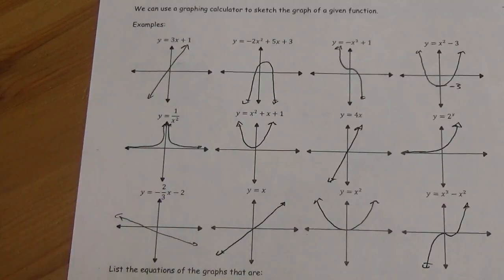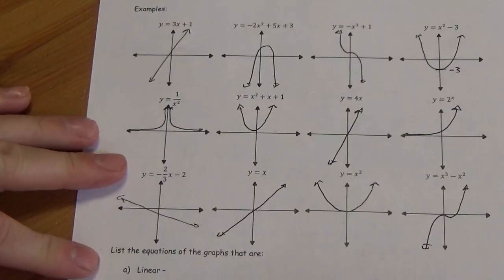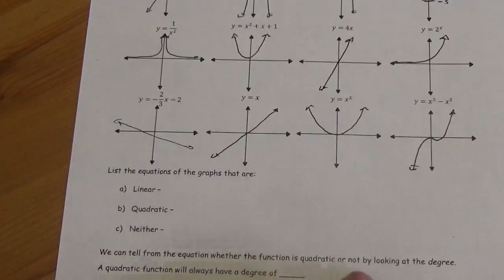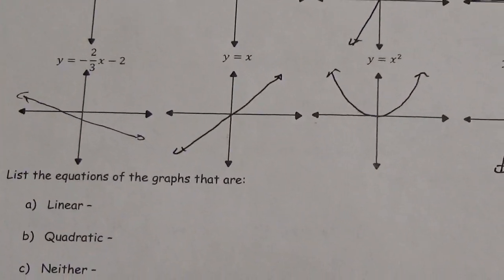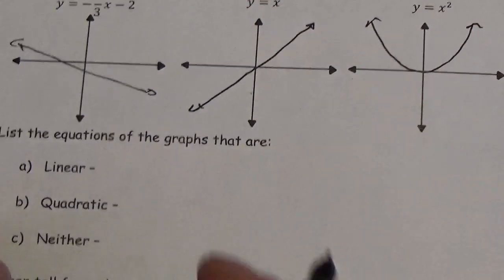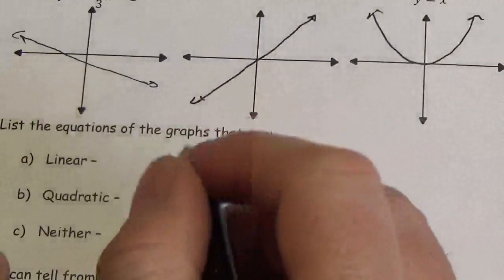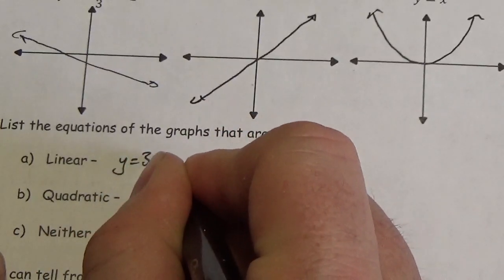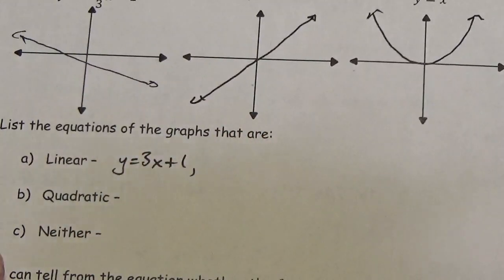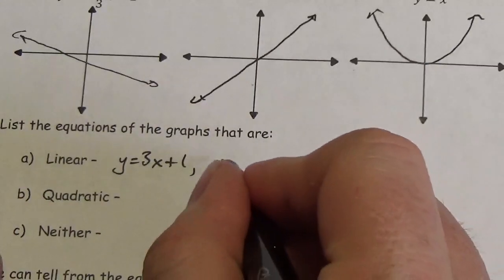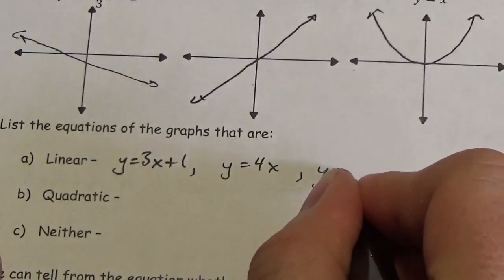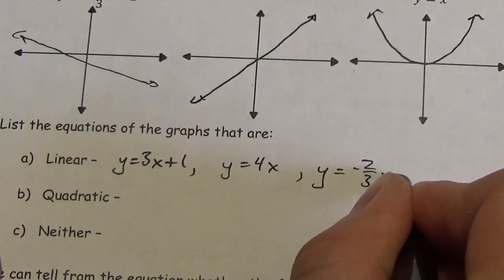Actually, I tell you what, I'm just going to write out the equations. I'm going to zoom in on this a little bit because I was going to do this a slightly different way, but it might make more sense to do it like this. So from our graph here, the ones that were linear were the y equals 3x plus 1. That was linear. The y equals 4x, that was linear. Y equals negative 2/3 x minus 2.